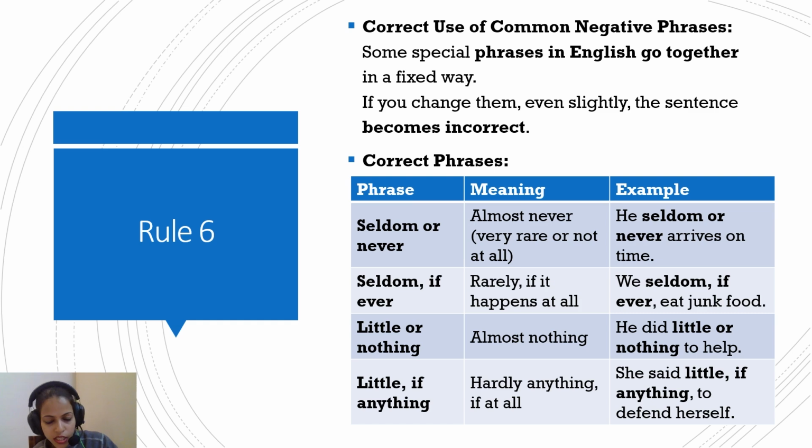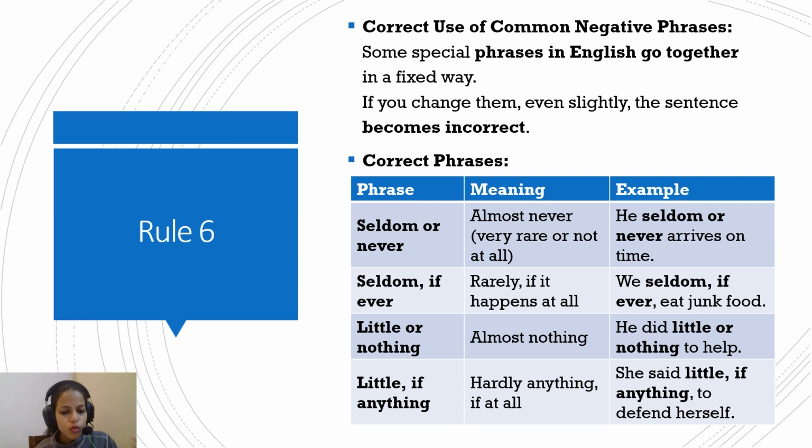Similarly, little or nothing. It means almost nothing. He did little or nothing to help. Like he just maybe moved here and there, made one reluctant call, but he didn't do much. Barely did he do anything to help. So it's very strongly negative. Little, if anything. So hardly anything. She said little, if anything, to defend herself. Again, it is pretty much the same thing, but relatively less negative. So there's very little difference between them, but there's a difference in tonalities.